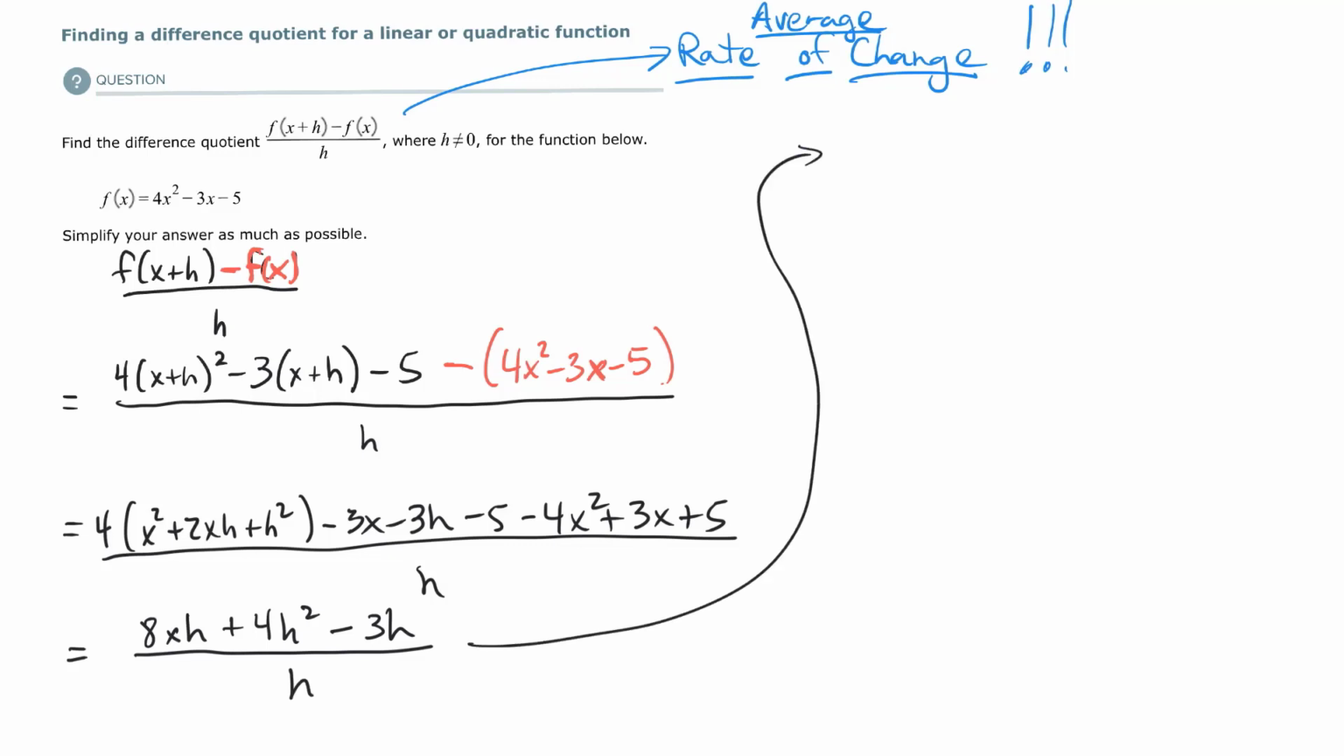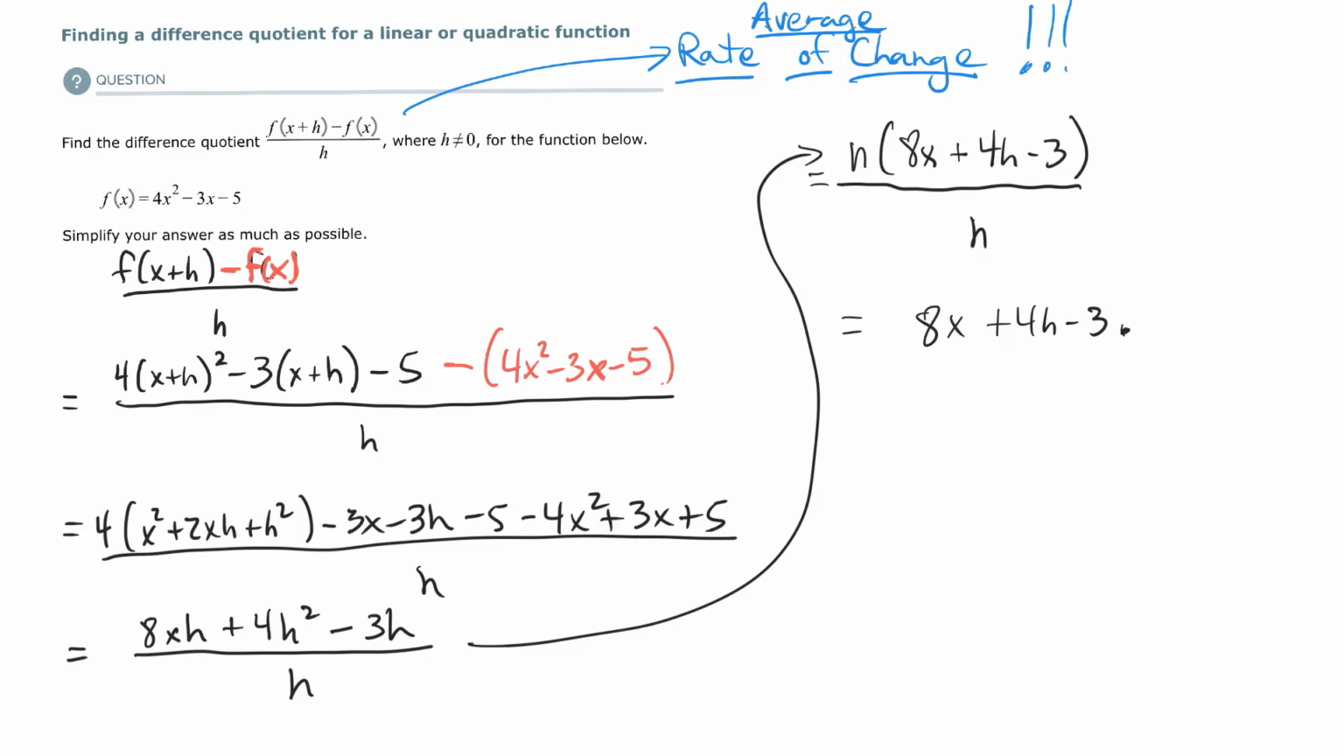So what is the common factor in the numerator? The common factor is h. And what do we have left? We have an 8x plus a 4h minus a 3, all over h. Notice that's your new expression. Your last and final expression is 8x plus 4h minus 3. Ta-da! So that is the difference quotient.